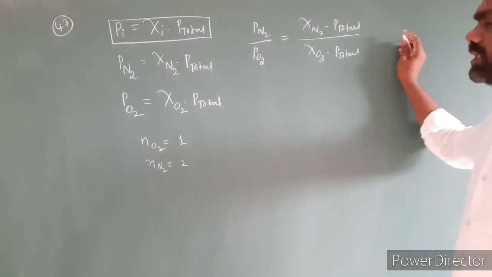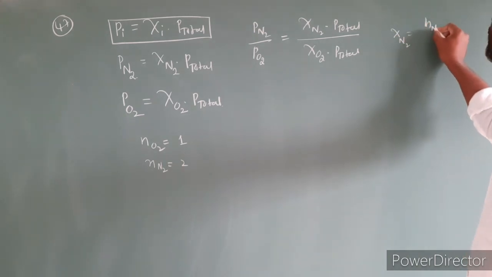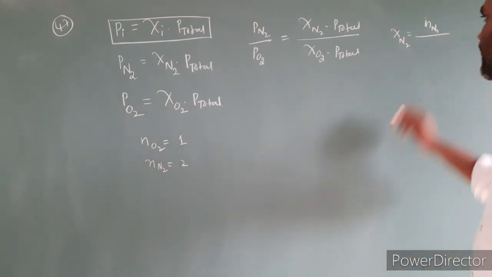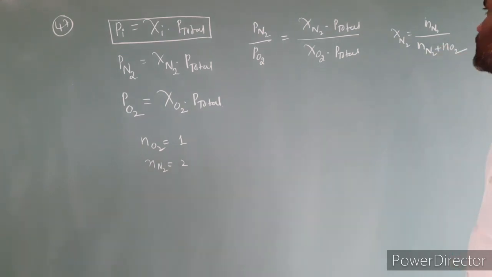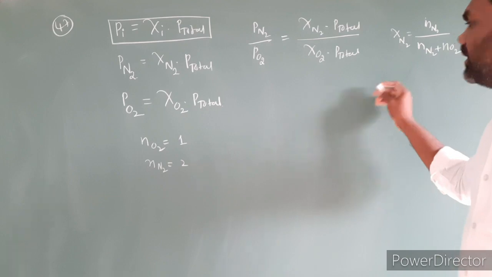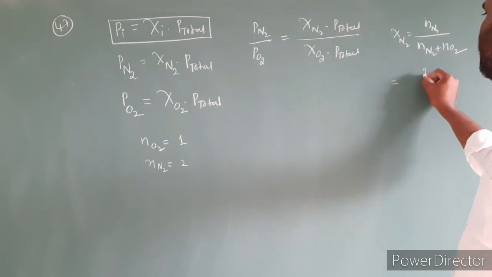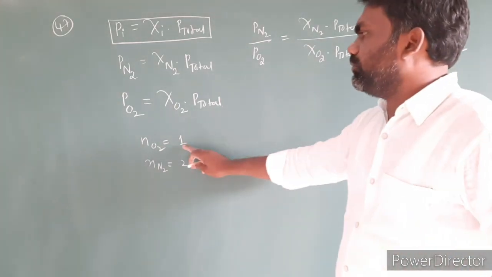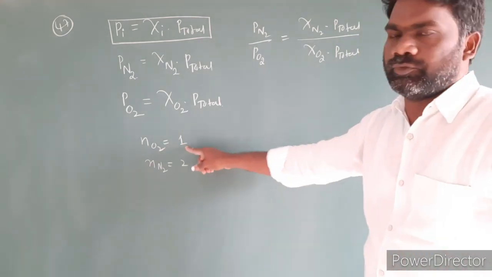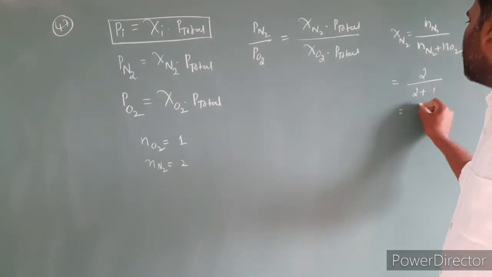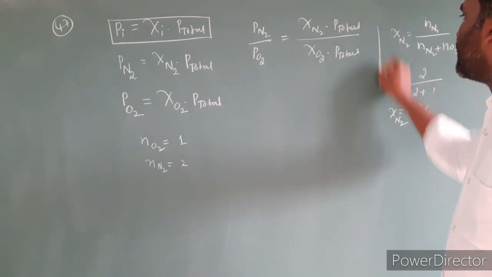We know very well the mole fraction formula: the mole fraction of nitrogen is the number of moles of nitrogen by the total number of moles of the gases. So what is the total number of moles? The number of moles of nitrogen plus the number of moles of oxygen. The number of moles of nitrogen given is 2, and the number of moles of oxygen is 1. So 2 by 2 plus 1, that is equal to 2 by 3. So the mole fraction of nitrogen is 2 by 3.